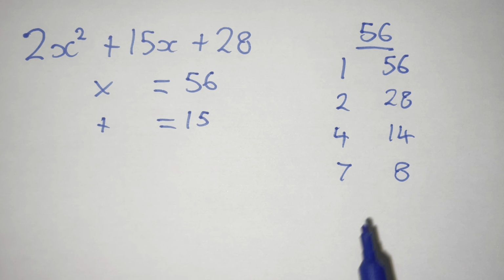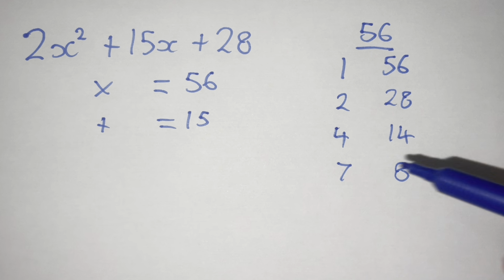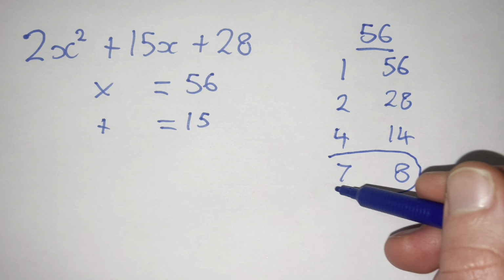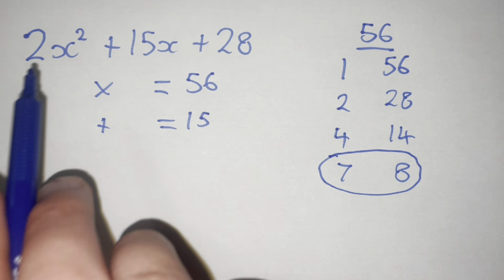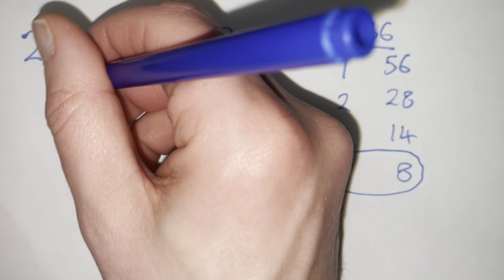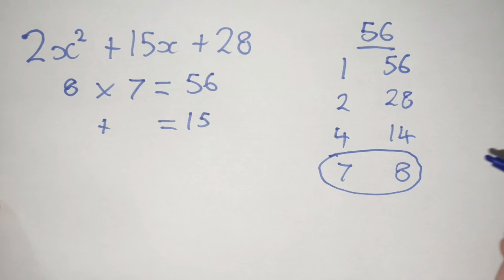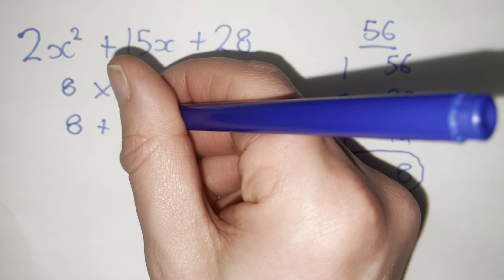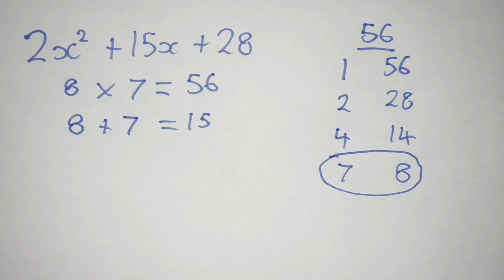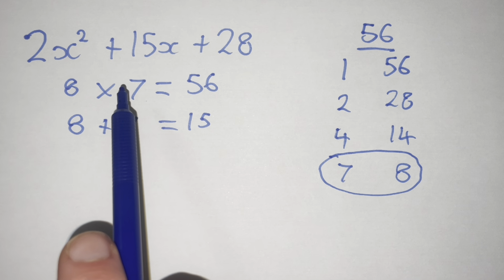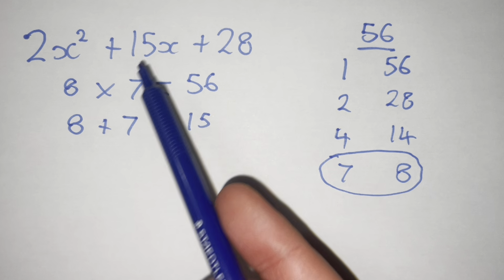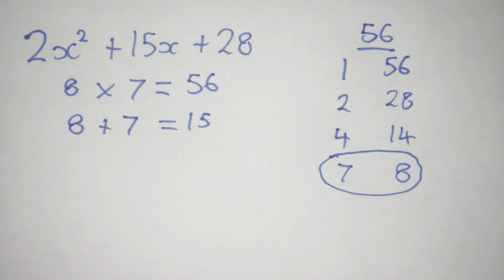Now that pair is going to be 7 and 8. So these are the two factors we're going to use. I'm going to write this as 8 times 7 equals 56, and 8 add 7 equals 15. I'm then going to rewrite this original expression using 8 and 7 as my coefficients of x. We'll see how they add together to make 15x. So I'm going to rewrite it as this.